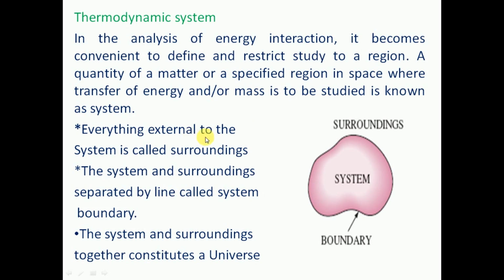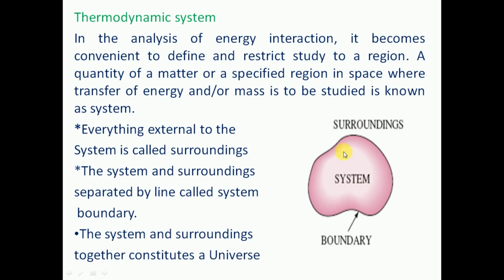And everything external to the system is called surroundings. Then the system and surroundings are separated by a line called system boundary. The system and surroundings together constitute a universe. Here this is considered as a system.